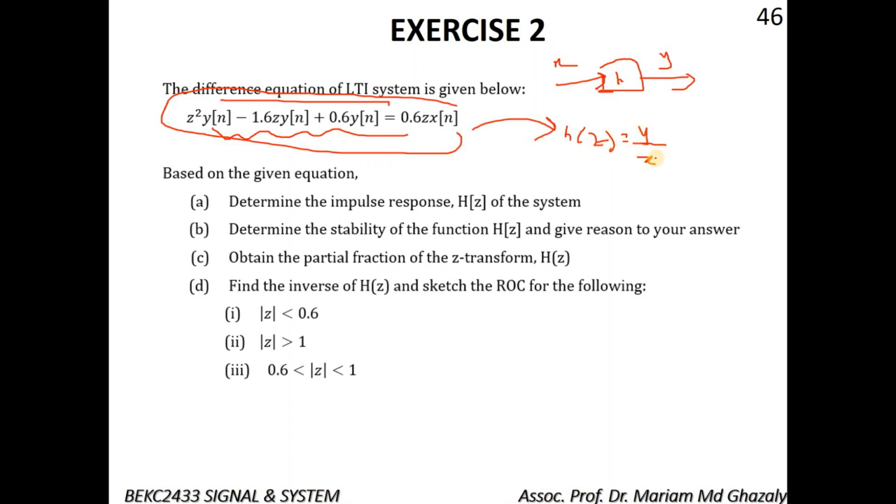Here is z, y over x. And then next you can determine the impulse response h(z), which is this one, I gave you the answer. Then determine the stability, find the ROC, and give the reason why you think there is stability. Then do the partial fraction, find out what the inverse is, and sketch the ROC for all the following. So two exercises as a take-home quiz, right?